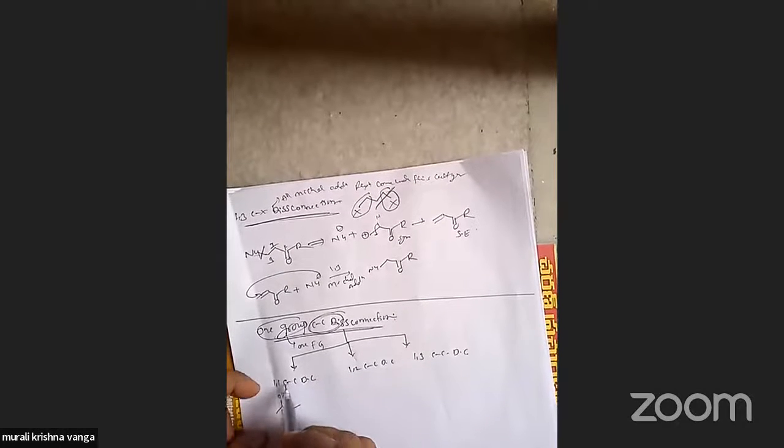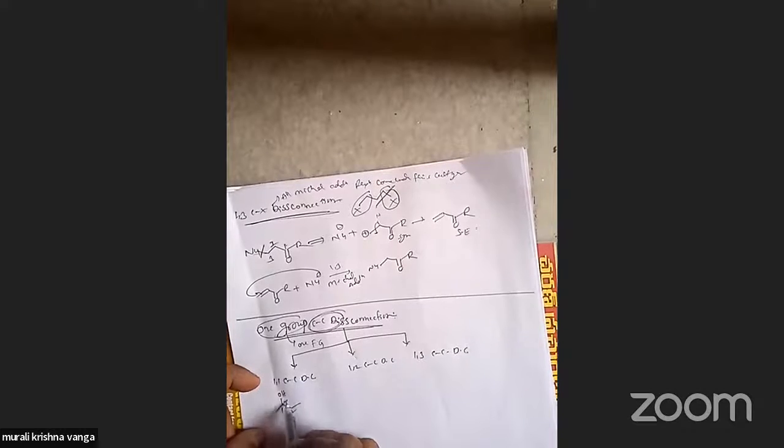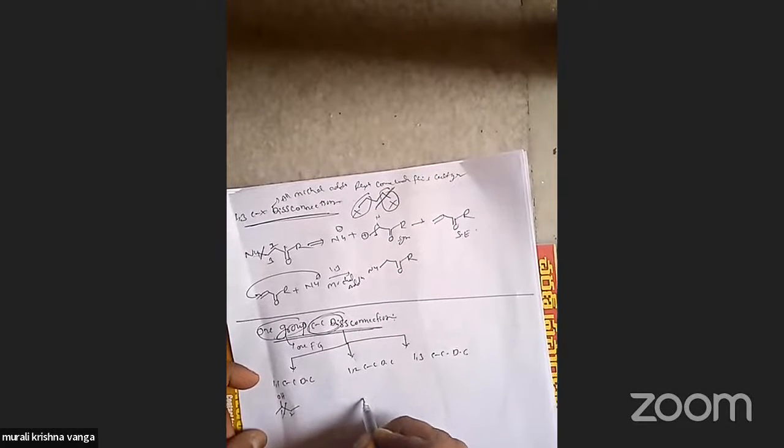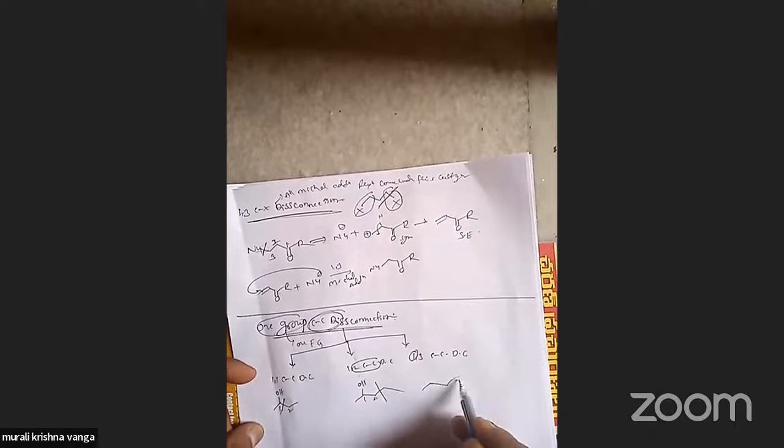So here 1,1 CC disconnection means the functional group is present on the first carbon atom, and the bond at that carbon undergoes disconnection. And 1,2 CC disconnection means the functional group is at the first carbon, and the bond at the second carbon undergoes disconnection. In 1,3 CC disconnection, the functional group is at the first carbon and the third CC bond undergoes disconnection. So these are the 1,1, 1,2, 1,3 CC disconnections.